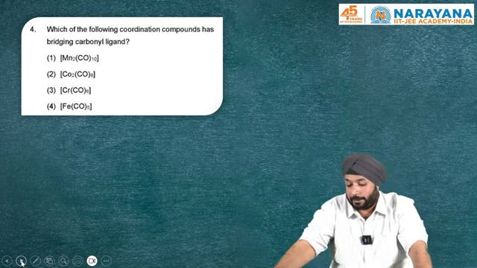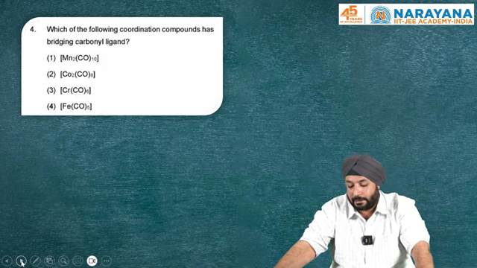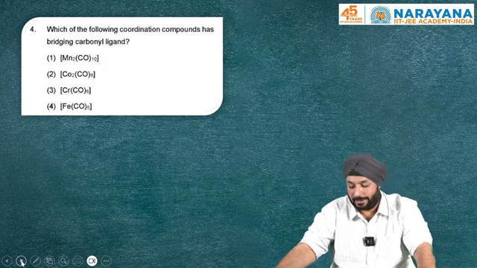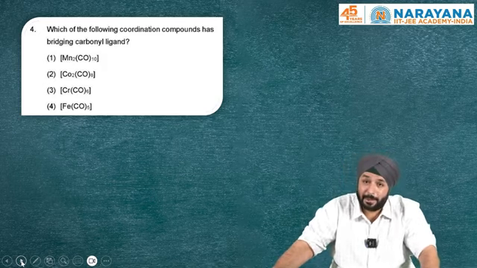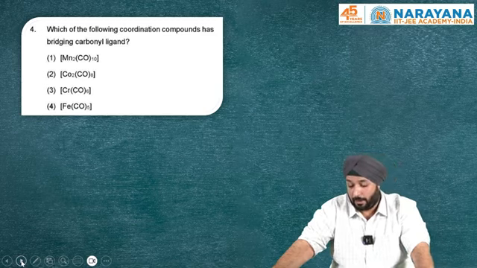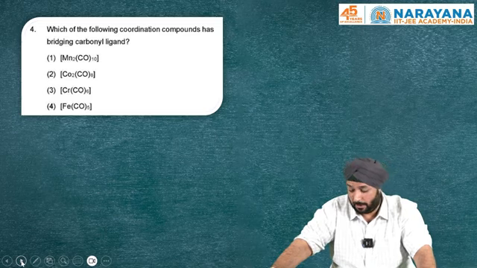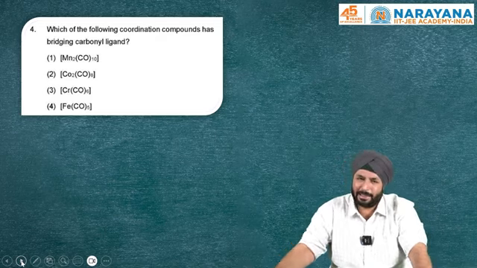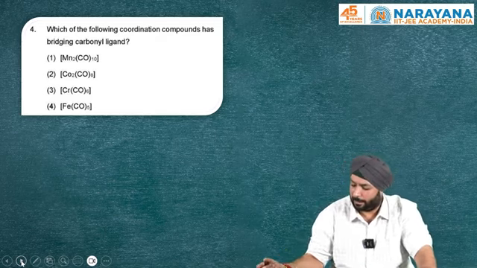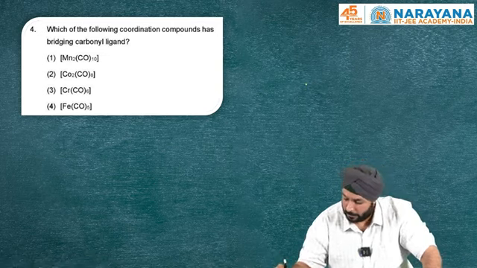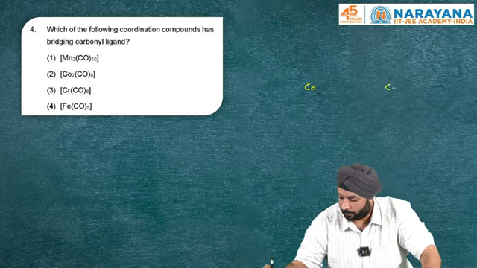Which of the following coordination compounds has bridging carbonyl ligands? Obviously, a very standard memory based question came from your beloved chapter, coordination chemistry, from NCERT. It is a direct question on carbonyl compounds, homoleptic carbonyl compounds. So here I have Co, cobalt.